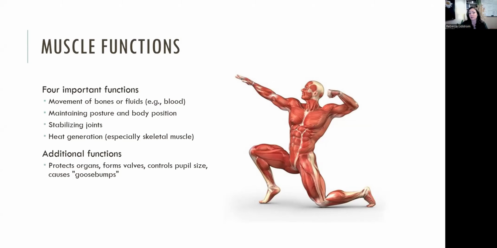So some additional functions that muscles can have. One is to protect the organs. It is going to help form valves and do things like control our overall pupil size, so dilation and constriction of our pupil, and then also do things like cause goosebumps for us. So muscles have a lot of different functions depending on what muscle we're talking about and, of course, their location.